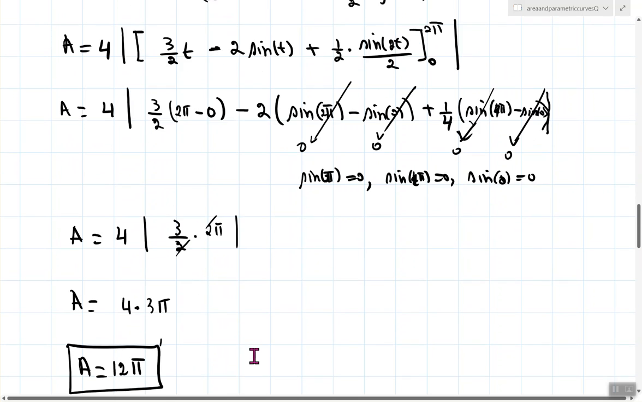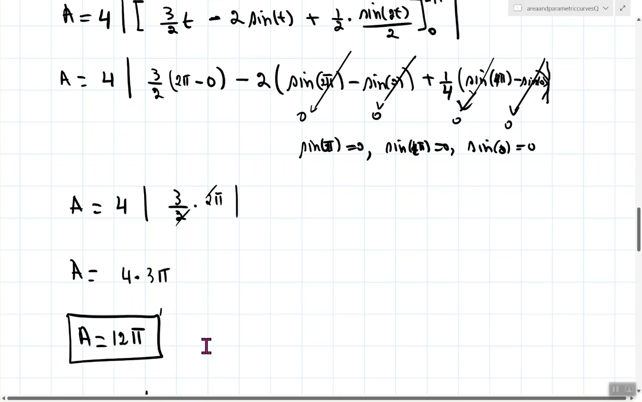Simplify it, you get 3 pi. 3 pi times 4 gives us 12 pi. That's the area of that region that was described.